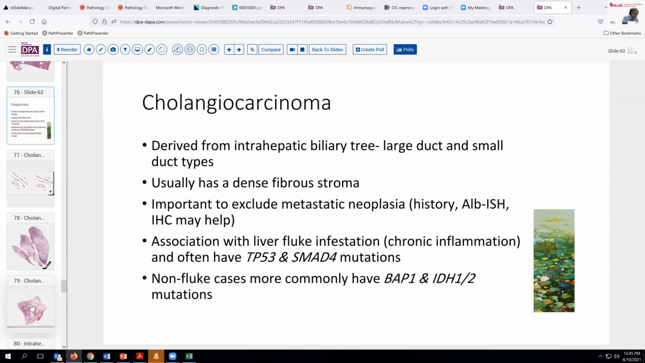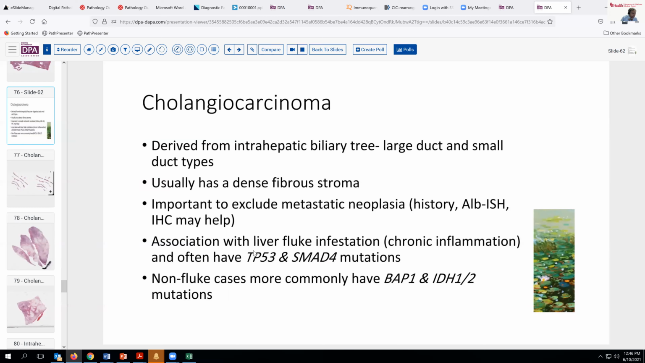This is obviously derived from the intrahepatic biliary tree, and that can be either from large ducts or small ducts. We've seen the dense fibrostroma in the cholangio component of the combined HCC-cholangiocarcinoma. And in this situation, because this lesion mimics metastatic neoplasia from the pancreas, which is much more frequent than cholangiocarcinoma primary in the liver, doing the history or doing the albumin ISH needs to be done to sort of verify that you are dealing with a primary cholangiocarcinoma.